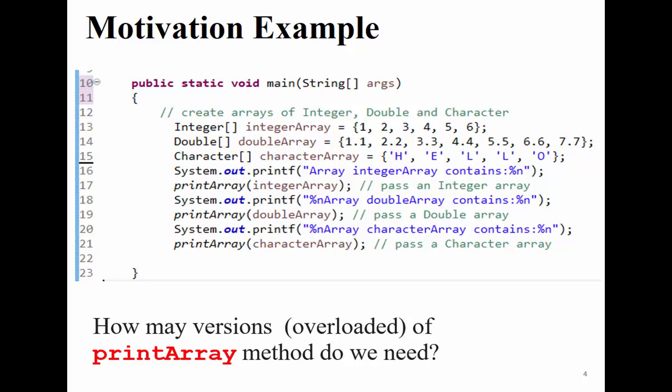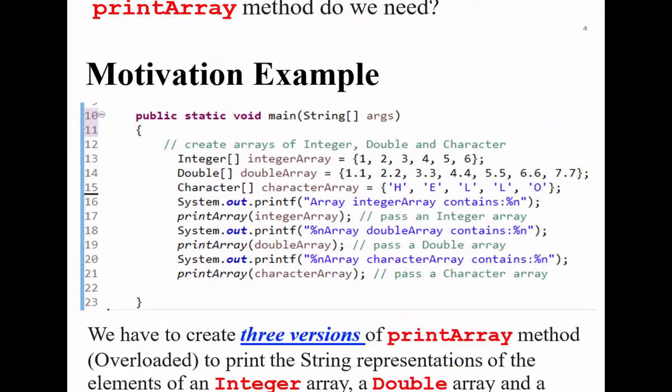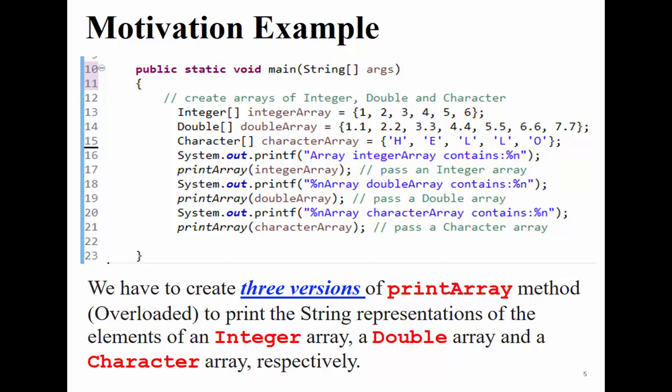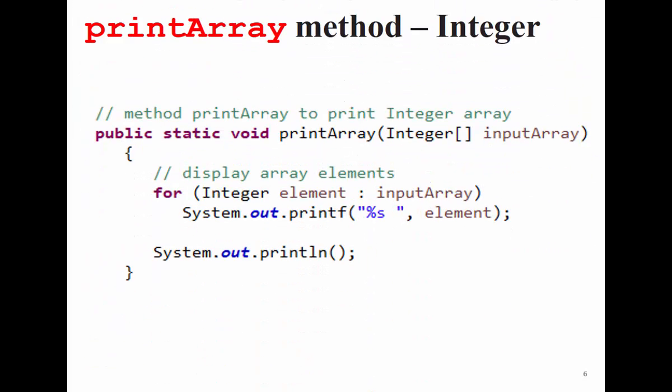That means we have 3 different signatures. We're going to have 3 versions of printArray because we have to overload the method. So we cannot rely on one method to do this for us. We're going to have 3 versions of printArray, 1 for integers, 1 for double, 1 for character. Why? Because the signature for each one of them is different. And we have in this slide the version for printing an array of integers.